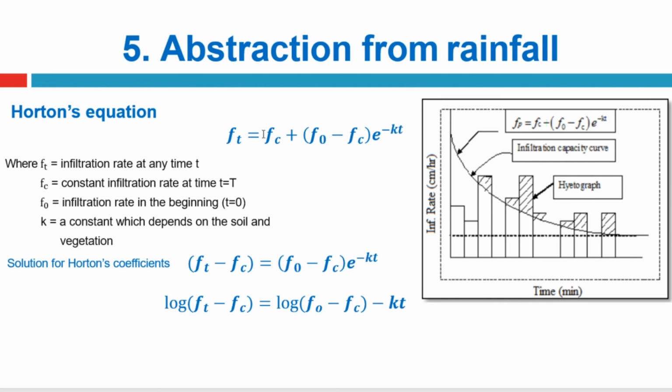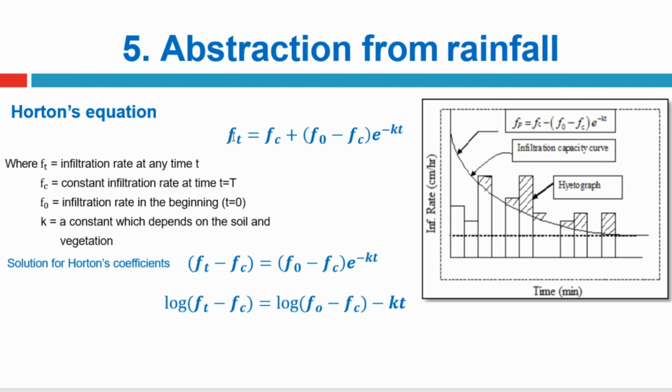For example, I can substitute the time in here. If I know f0 and fc, I can calculate the ft value, that is, the infiltration rate at any given time. So you have to substitute t in terms of hours, substitute fc and f0, and you will calculate ft. Like this we can generate the infiltration curves for any given region. We can calculate all these parameters like k, f0 and fc for any given region, and from that we can determine the infiltration capacity curve for any given crop type, area or type of soil.